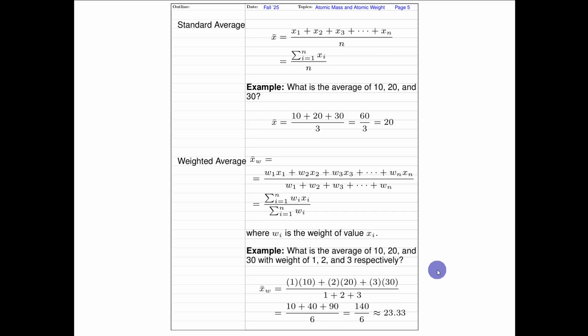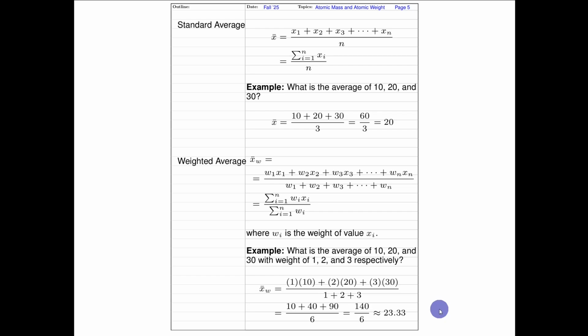So now say we want to know the weighted average of 10, 20, and 30, where the weights are 1, 2, and 3 respectively. To do this, we multiply each x value by its weight. So 10 multiplied by 1, 20 multiplied by 2, 30 multiplied by 3. And the sum of these products, which in this case is 140, is divided by the sum of the total weights. 1 plus 2 plus 3 is 6. And so in this case, the weighted average is 23.3. Because we gave more weight to larger values, the weighted average is larger than the standard average.